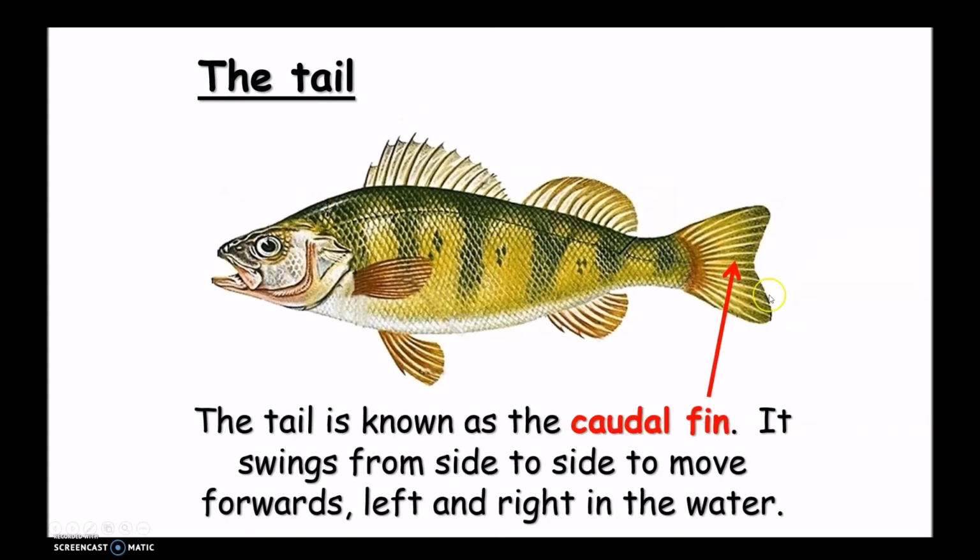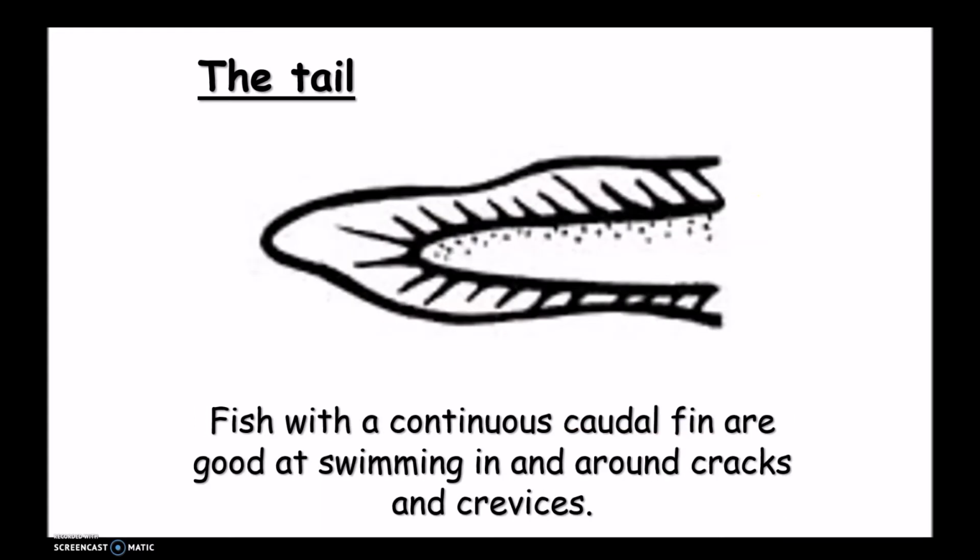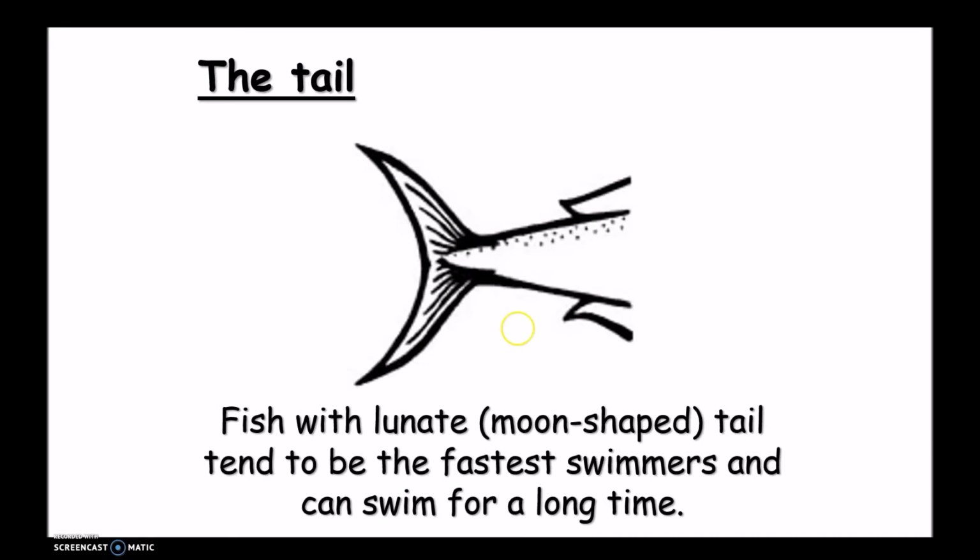Different fish have different styles of tails. The tail fin is called a caudal fin. It swings from side to side to move forwards. So it swings left and right to move the fish forward. But different fish have different kinds of tails. A fish with this kind of tail, a continuous caudal fin running over a lot of the body, you might see in an eel, and it's usually associated with fish that are good at swimming around cracks and crevices or going into holes. This fish tail shape is a lunate or moon shape, and it's a fast swimmer.